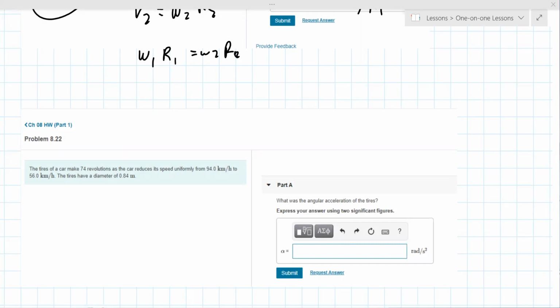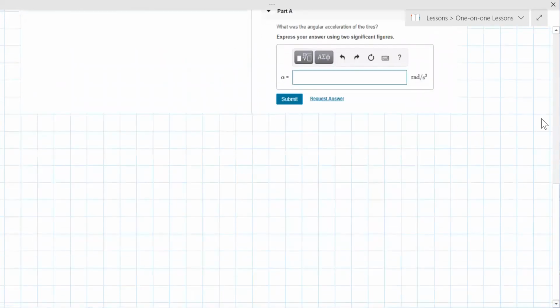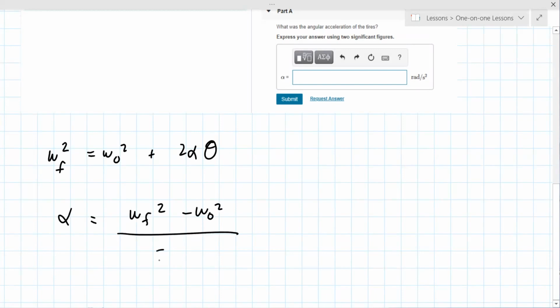So what are we trying to find here? We're trying to find the angular acceleration of the tires. Okay, wow, there's a lot that goes into this. We have the equation omega final squared equals omega initial squared plus 2 alpha theta, and we're trying to find alpha, the angular acceleration. That's omega final squared minus omega initial squared over 2 theta.